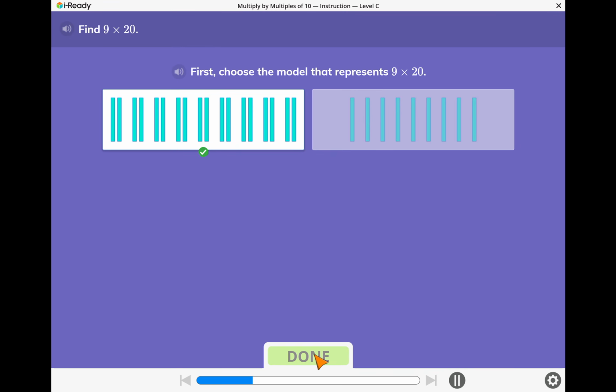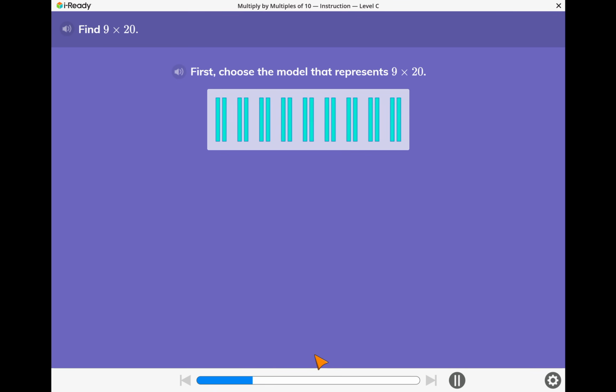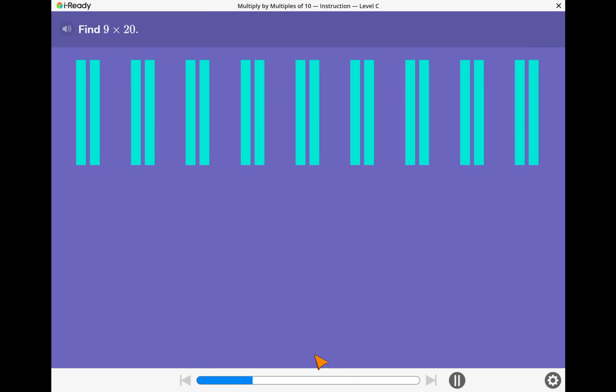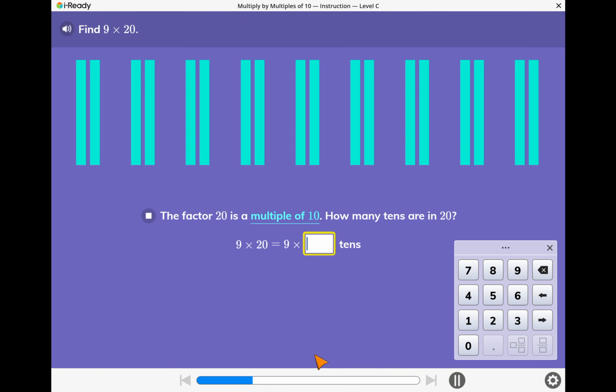So guys, this is the correct answer. 9 times 20 means you have to add 20 plus 20 plus 20 plus 20 plus 20 plus 20 plus 20 plus 20 plus 20. That's lots and lots. 20 is a multiple of 10. How many tens are in 20? There are 2 tens in 20.